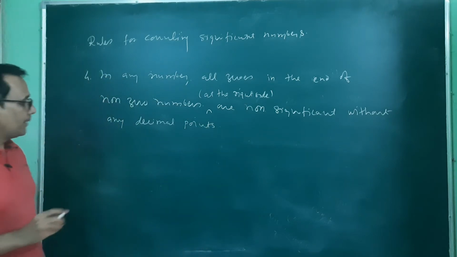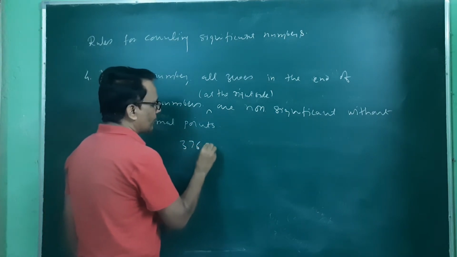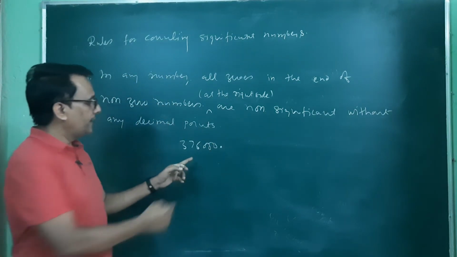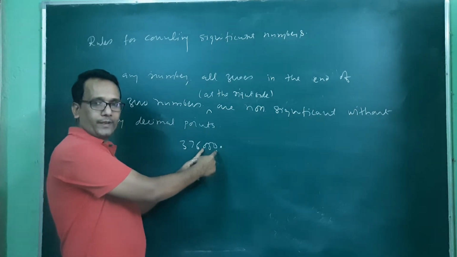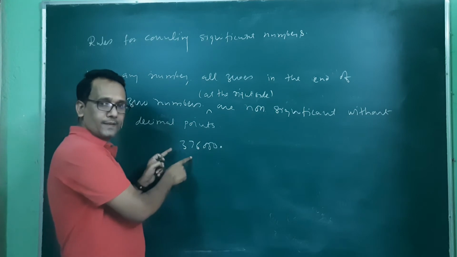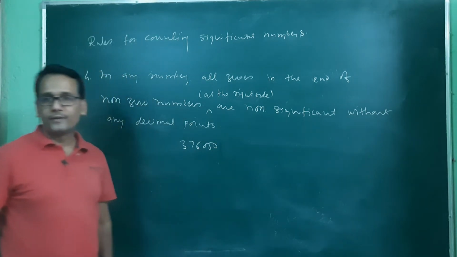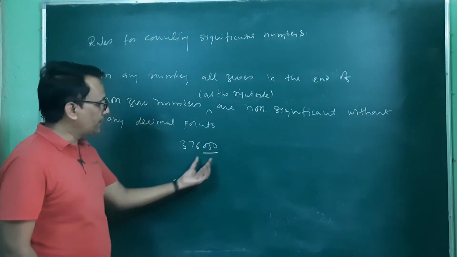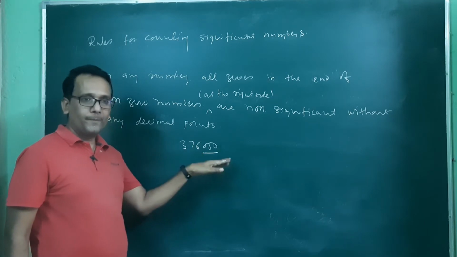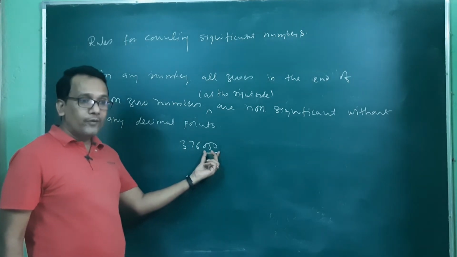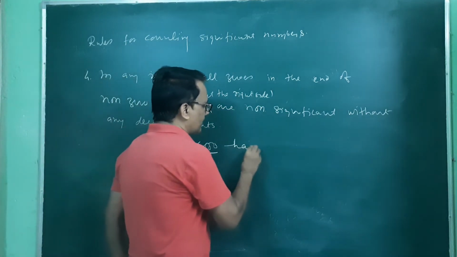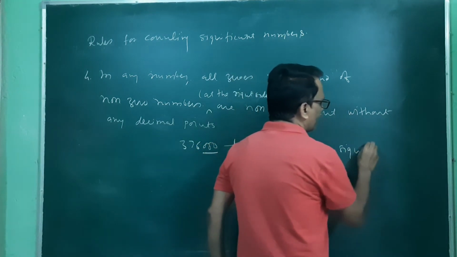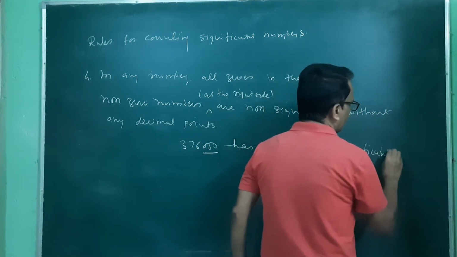Rule number 3: if we have 376000, and if there is one decimal point here, then these numbers are significant, these zeros are significant. So 1, 2, 3, 4, 5, 6 significant digits are here. If there is no decimal point here, then these 3 zeros at the end of these numbers are now non-significant. So this has only 3 significant numbers.